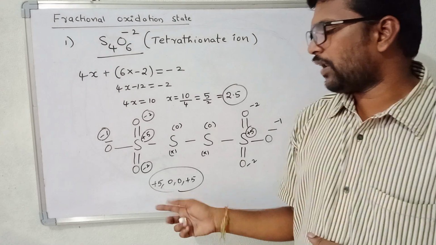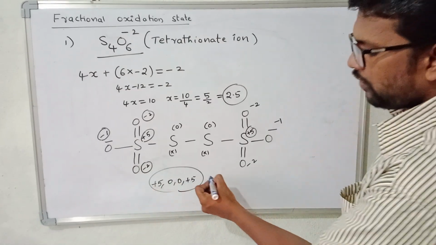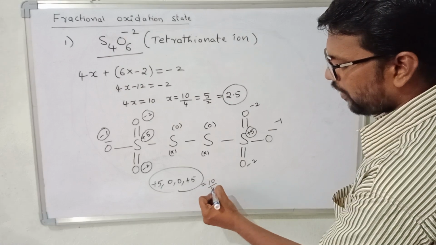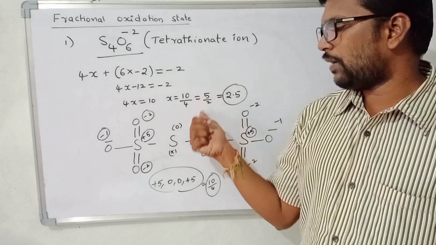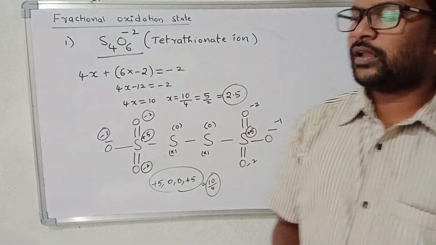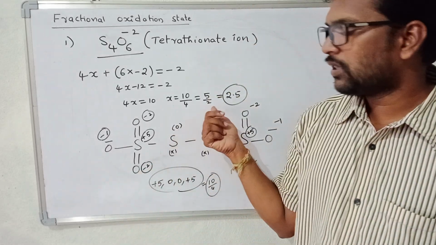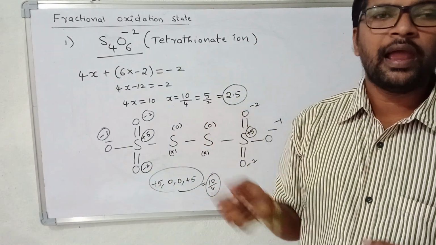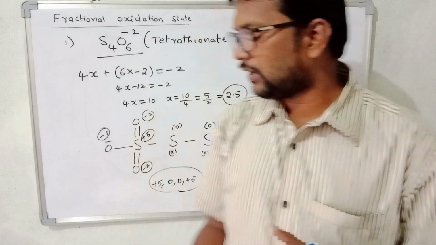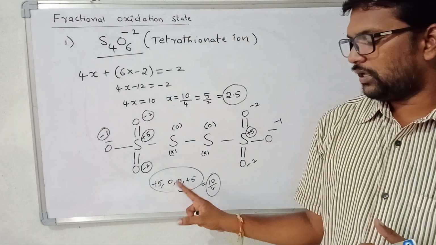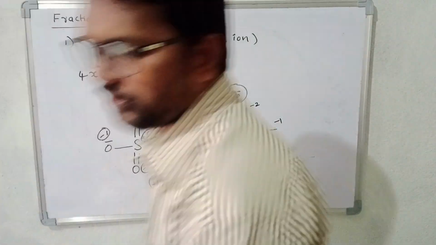If you take the average oxidation state, 5 plus 5 is 10, and it is over 4 sulfurs, so we write the average oxidation state as 10 by 4. That means 5 by 2 or 2.5. So in an examination, if you are asked to find the average oxidation state, you take 5 by 2 or 2.5, and if you are asked to find each sulfur oxidation state, in that condition we take plus 5, 0, 0, plus 5. These are the individual sulfur oxidation states.